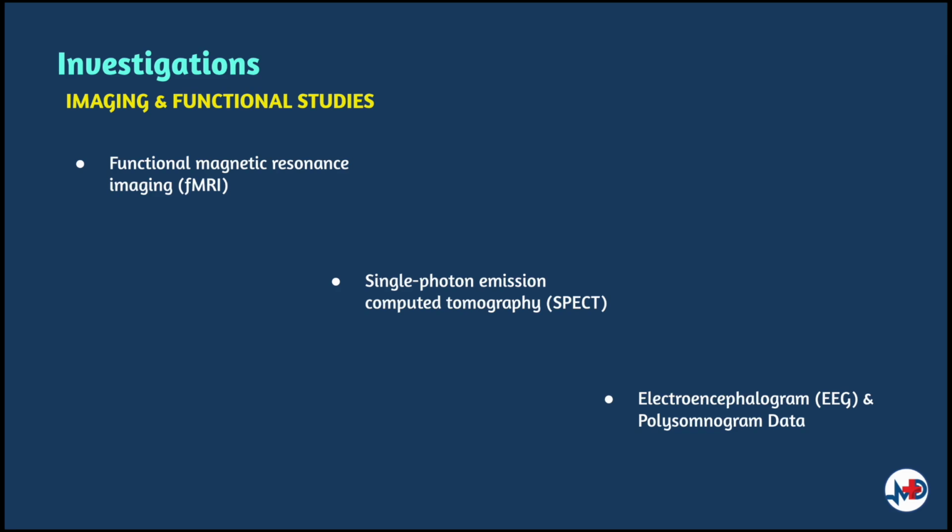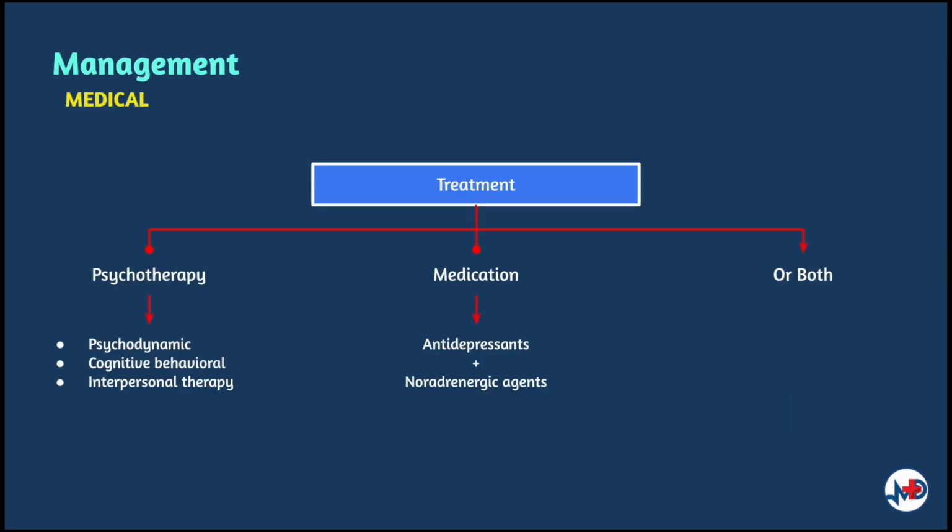Electroencephalogram or EEG and polysomnogram data demonstrate that about 25% of people who have dysthymia have sleep changes similar to those of people who have major depression, including shortened rapid eye movement latency, increased rapid eye movement density, and poor sleep continuity. Now let's take a look at the treatment.